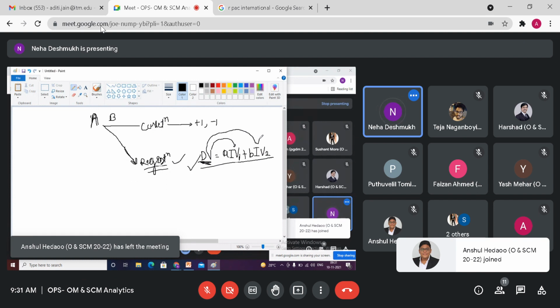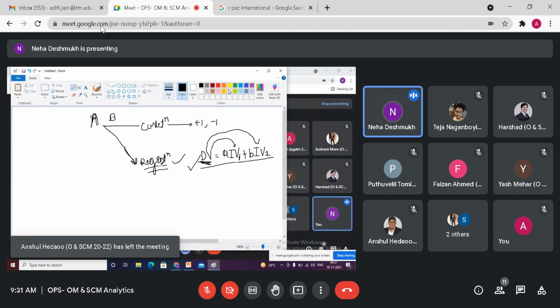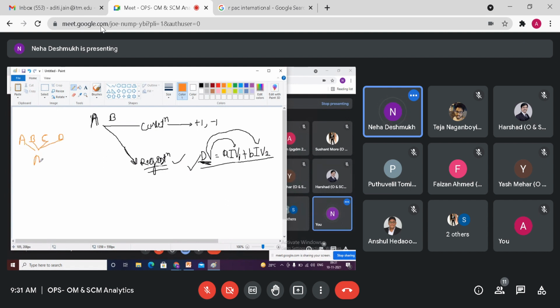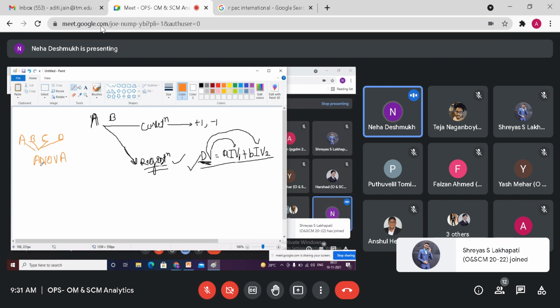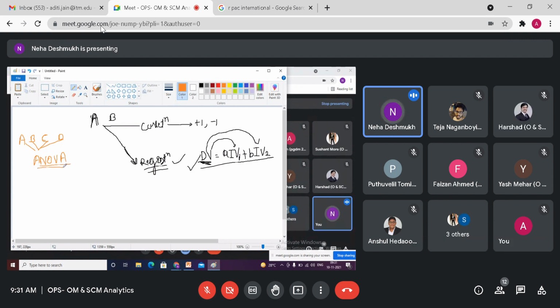Agree? But when a number of variables are there, and I want to check the interdependency or significance of the relationship between all these variables, then I will prefer ANOVA, analysis of variance. What is variance? What is the meaning of variance?